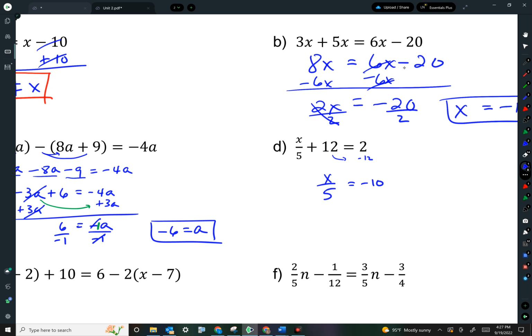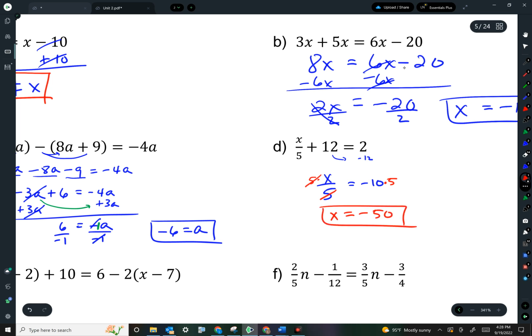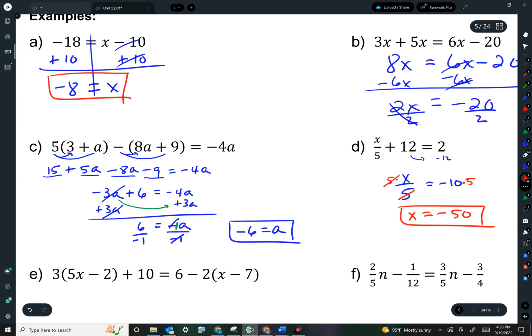Okay, and so if I want to get that x by itself, right now this is x divided by 5. And so the opposite would be multiplication. So if I multiply both sides by 5, the 5's are going to cancel, and I'm just going to have x equals, remember I'm multiplying by 5, negative 50. Okay. So one step at a time as necessary.